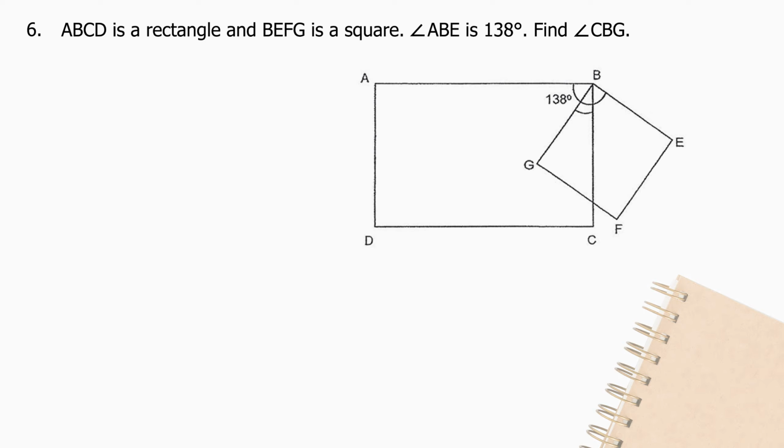Question 6. ABCD is a rectangle, and BEFG is a square. Angle ABE is 138 degrees. Find angle CBG.